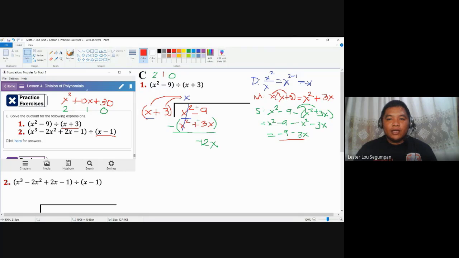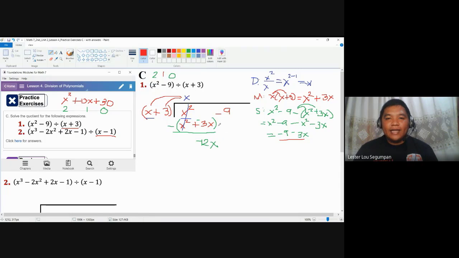In short, let me just remove this. I'm going to move it here. Let me erase this one. And then I have moved minus 9 farther here so that there would be no misconception.